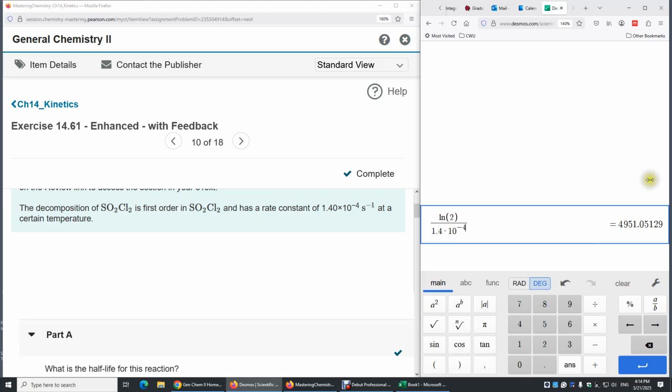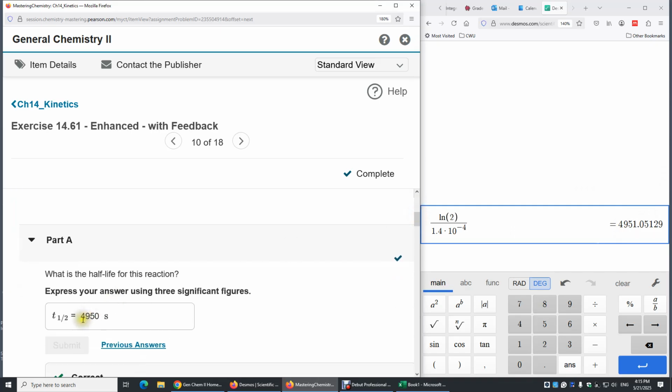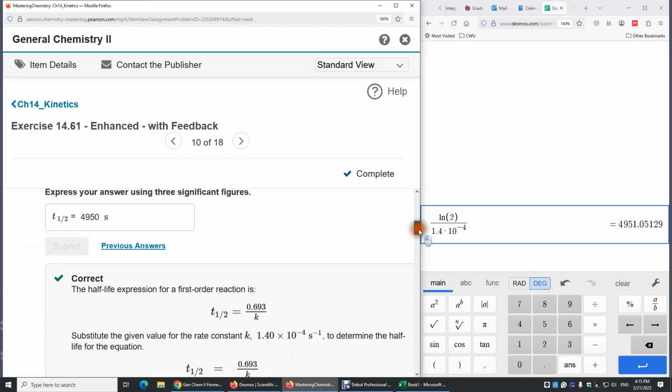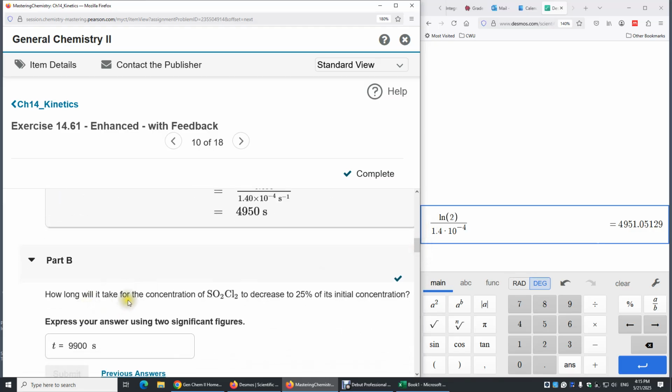That's it. Half-life is 4950 seconds. How long does it take for the concentration to decrease to 25%? Well, 25% is 1/2 of 1/2. To halve the concentration, we need 4950 seconds.